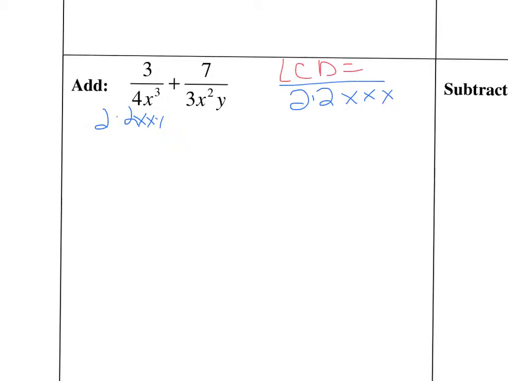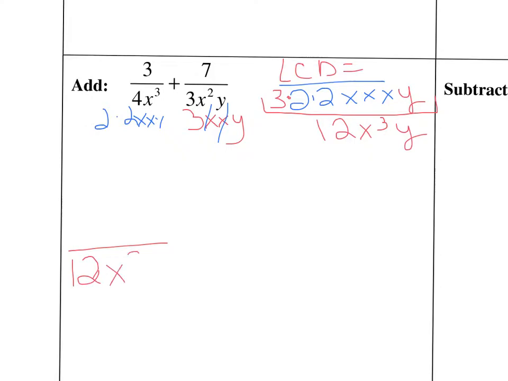In this second denominator, we have a 3, 2 x's, and a y. Well, we have no 3 yet in our common denominator, so I'm going to put a 3 here in front of the 2's. We need 2 x's. Well, we've actually got 3, so we have those 2 x's covered. We don't have this y, so we're going to put a y on here. And when we multiply all that together, we get 12x cubed y, and that's our common denominator.